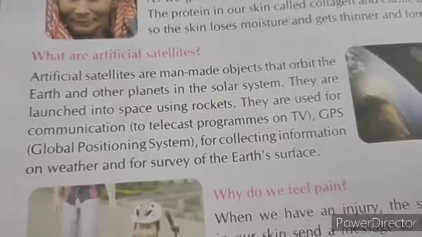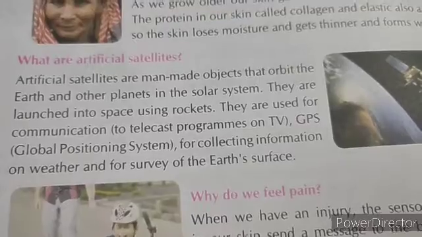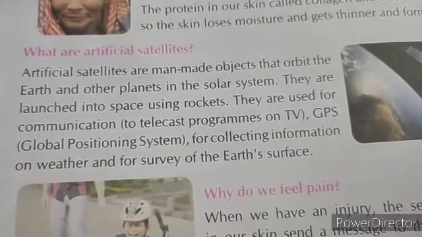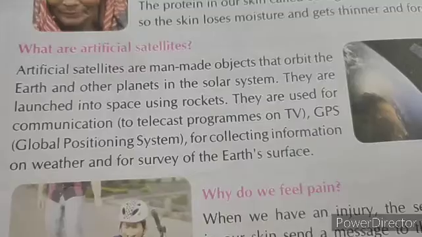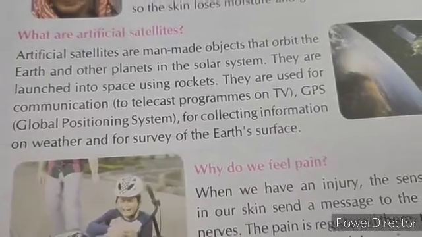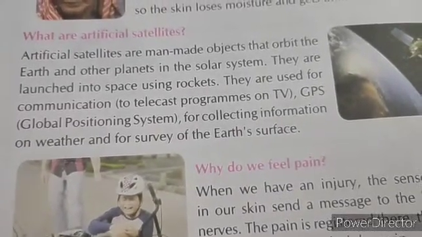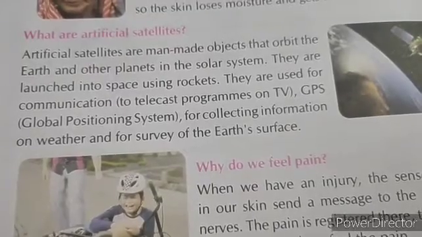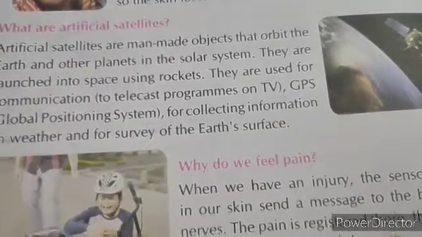What are artificial satellites? Artificial satellites are man-made objects that orbit the Earth and other planets in the solar system. They are launched into space using rockets. They are used for communication, to telecast programs on TV, GPS, global positioning system, for collecting information on weather and for survey of Earth's surface.